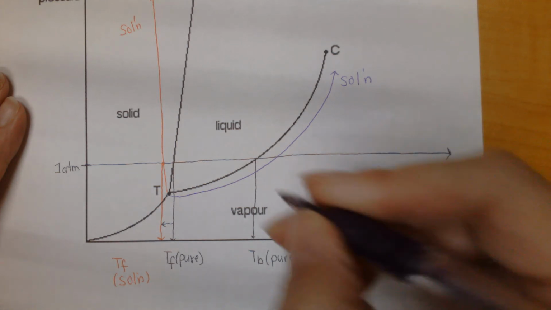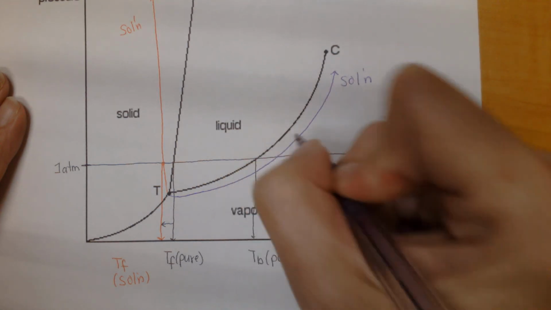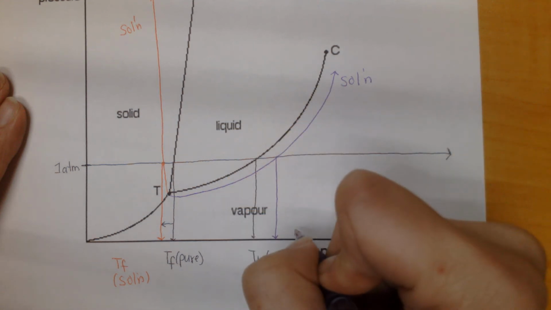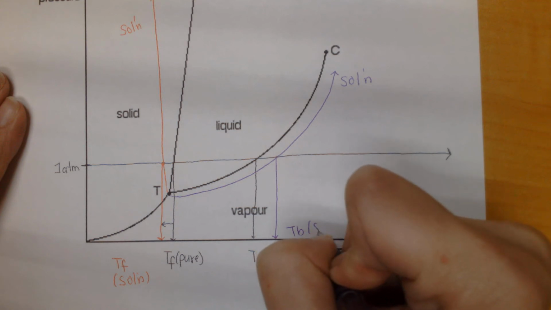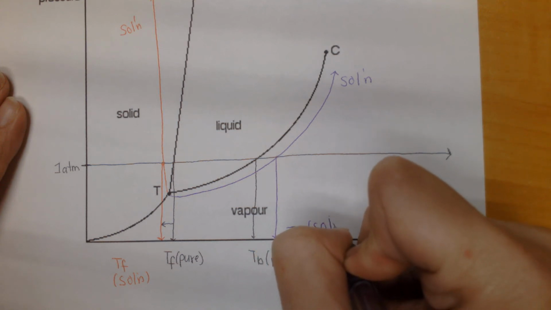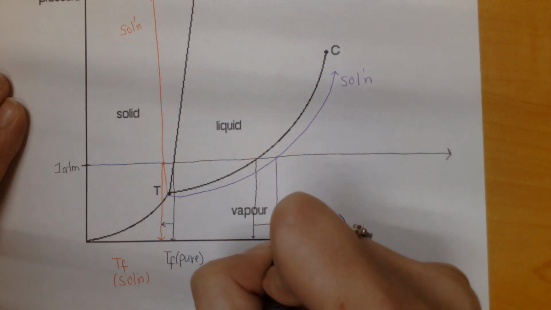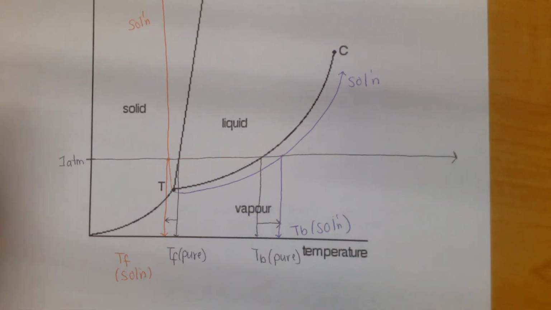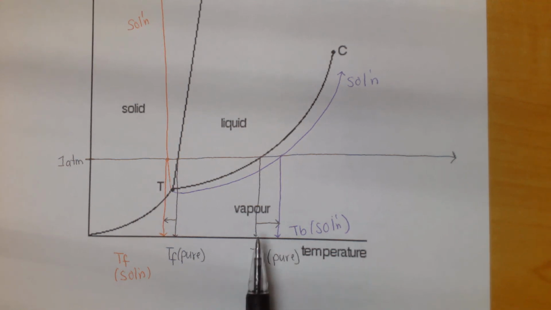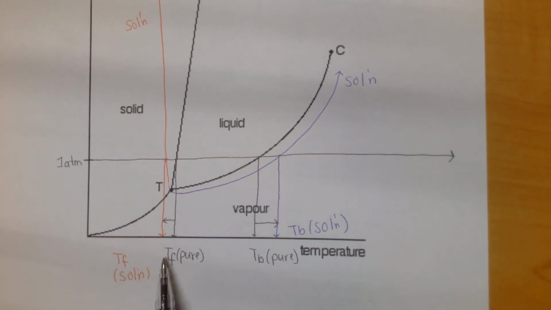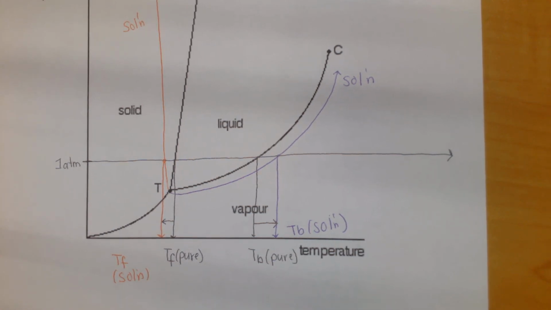If we look at the other side, it has crossed this boundary line right here. If we come down to find that temperature, now we have the temperature boiling of the solution, and we have increased this temperature. We call this boiling point elevation, so it's boiling at a higher temperature. And we call this one freezing point depression, so it is freezing at a lower temperature.